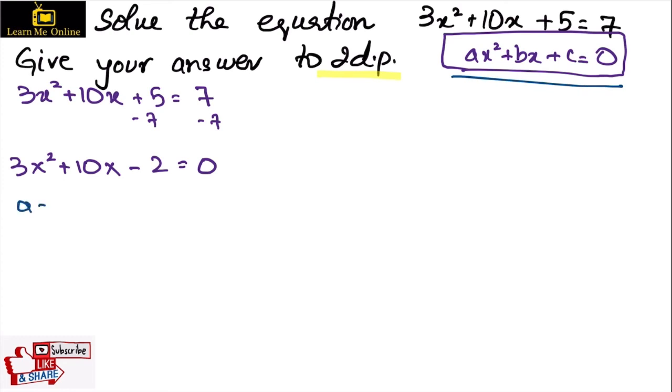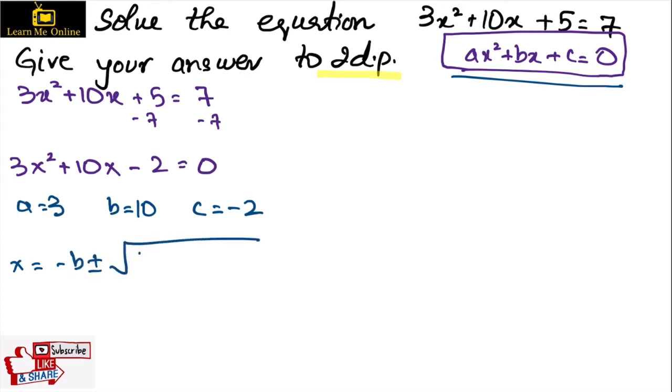We can write down what a, b and c are. So a is the coefficient of x squared, which is 3. b is the coefficient of x, which is 10. And c is the constant, and that would be minus 2. You use the quadratic formula, which is minus b plus minus square root of b squared minus 4ac, divided by 2a. Now you're going to do the next step, to substitute the values into it.